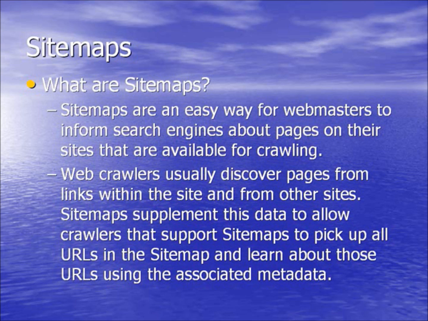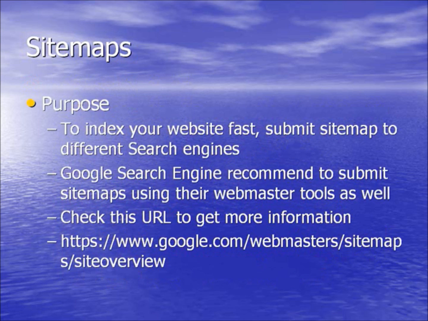Sitemaps supplement this data to allow crawlers that support sitemaps to pick up all URLs in the sitemap and learn about those URLs using the associated metadata. Now, basically the idea is to create a structure which has a layout or a plan of all the pages of your website. It includes all sections of your website. It includes every single page on your website. Now, what a good sitemap does is that it tells search engines about each and every page, and it keeps them updated about the changes to the website.